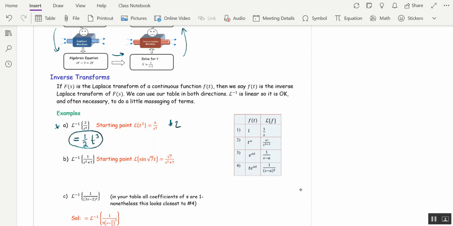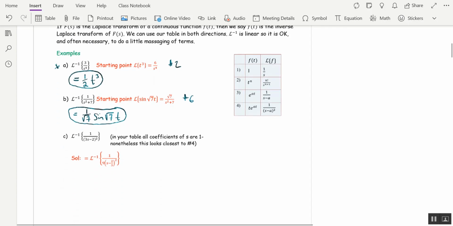The next one, my starting point is formula number 6. Remember, with sine and cosine, sine does not have the s on top, cosine does. And so this is formula 6. And so I don't want a root 7 on top, so I'm simply going to take 1 over root 7 sine of root 7 t. And that's my inverse transform. Again, I'm reading the table backwards, but I'm having to do a little bit of detective work as I do that.